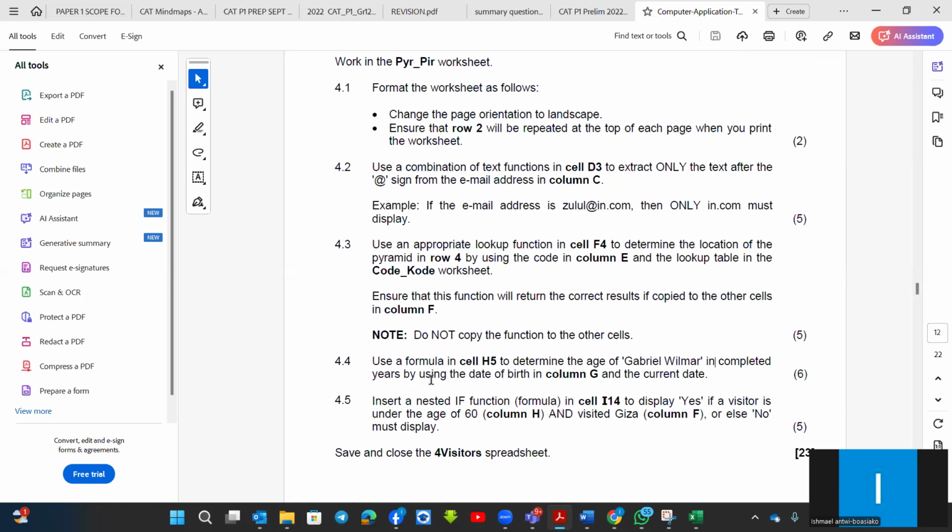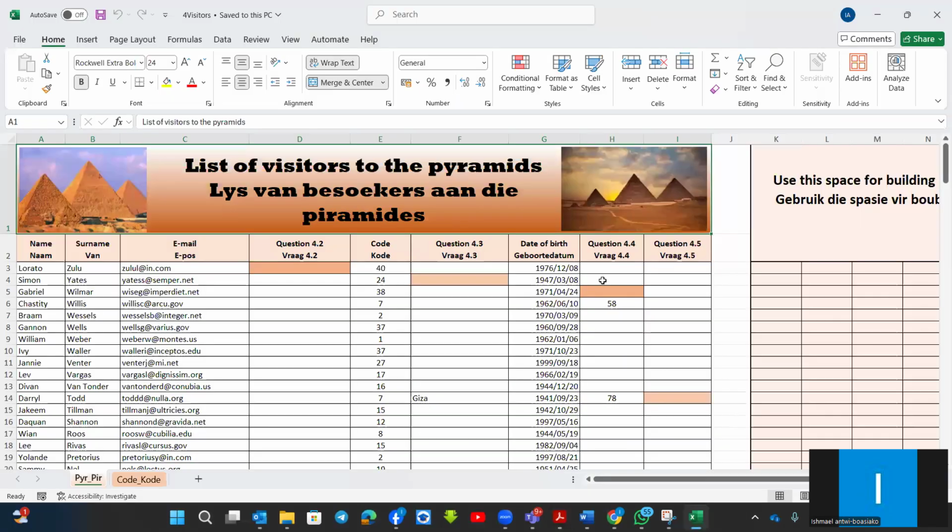Use a formula in cell H5 to determine the age of Gabriel Wilmer in completed years by using the date of birth in column G and then the current date. So here we are using a function and then the formula to determine the person's age. That is it here, in completed years.